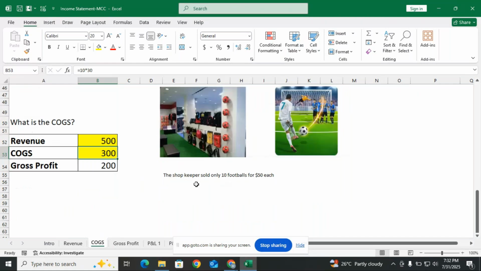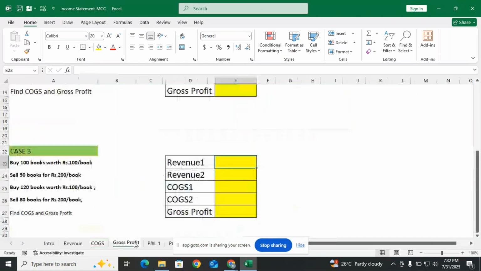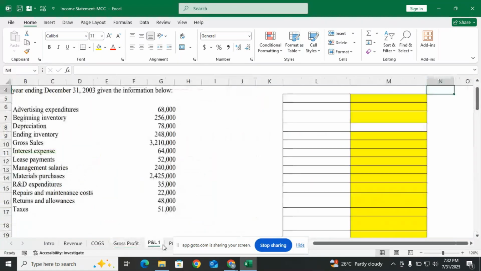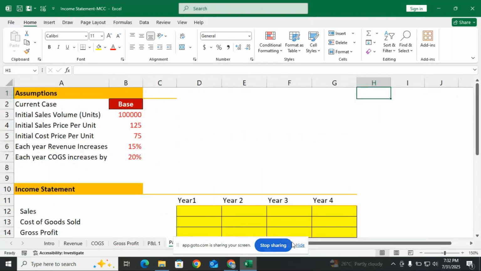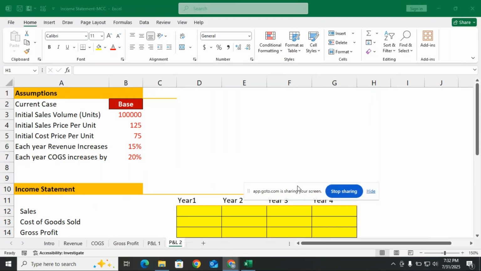So in your next class, we'll be starting with the GP, that's gross profit, case studies, P&L, P&L 2. Post that, we will slowly start with the other cases, debt calculations and everything. So keep your practice going on.